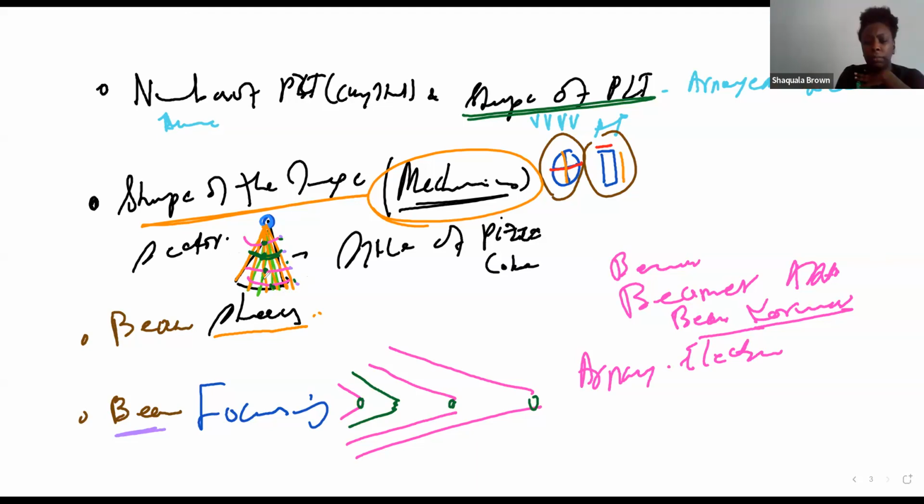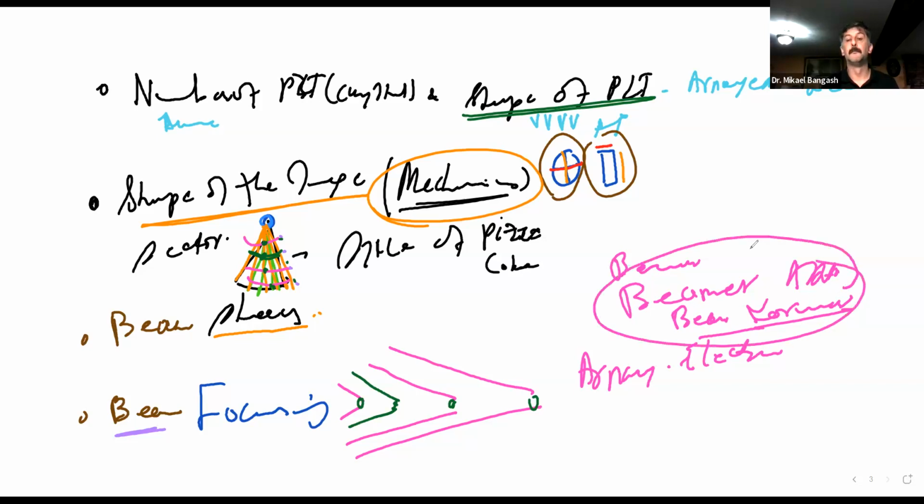I have a question. So the beam former, it tells the beam where to focus? That's the piece of equipment in the system that's going to form the beam.